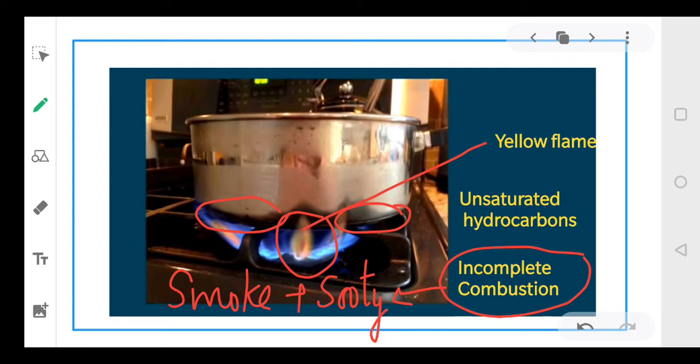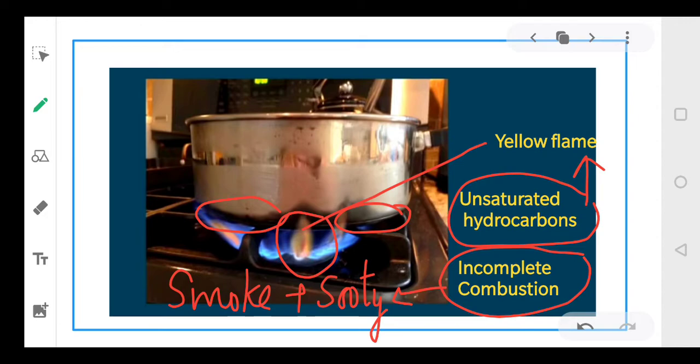So unsaturated compounds, okay, you must understand this. Unsaturated compounds always give a yellow flame. आपके जितने भी unsaturated compounds हैं ये yellow flame देते हैं. This means there is incomplete combustion of the material, and that will result in production of smoke and sooty deposition. Black smoke produce होगा और बर्तन black हो जाएगा. ठीक है? Is it clear?